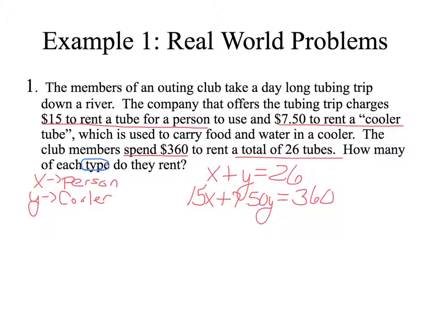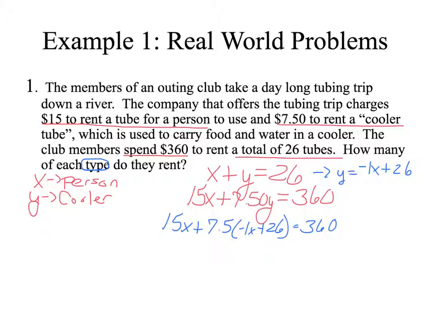I'm going to solve this one using the substitution method. I'm going to rewrite this top equation and make it y equals negative 1x plus 26. I moved the positive 1x to the other side by adding negative 1x. Plugging that into the problem, I get 15x plus 7.5 times negative 1x plus 26 equaling 360.